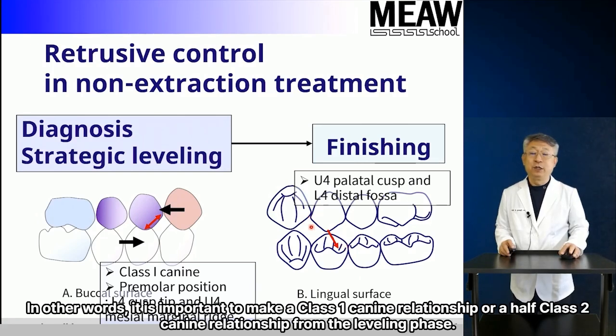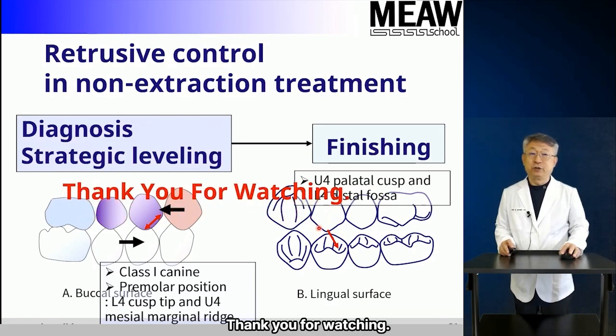In other words, it is important to make a class 1 canine relationship or a half class 2 canine relationship from the leveling phase. Thank you for watching.